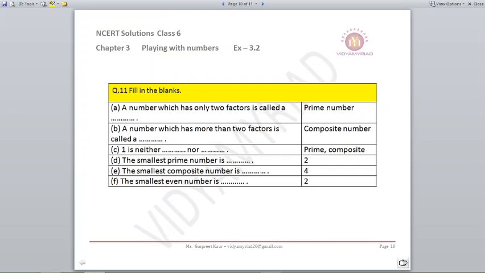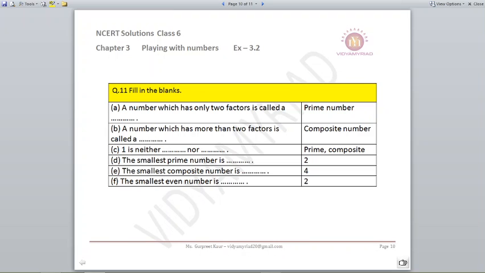We start with 2. The smallest prime number is 2. The smallest composite number is 4. Why 4? Because 1 we do not consider as prime or composite. Two is an even prime number, and then 3 is also a prime number. Then comes 4. 4 is the smallest composite number. The smallest even number is 2. We know that the even number is 2, and we call it the even prime number.